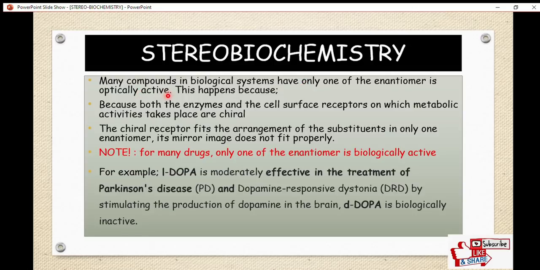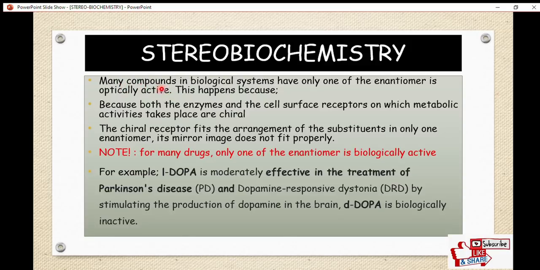When we take, for instance, D-glucose and L-glucose that we were talking of, the system in our body responds to only D-glucose. It's a sugar. So when we talk about sugars, our body responds to the D-glucose. That's the sweetest one. So the body responds to D-glucose.